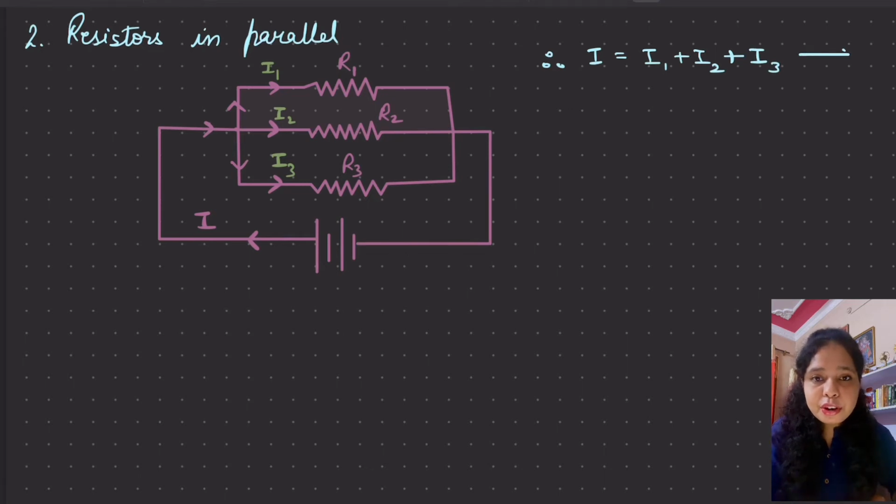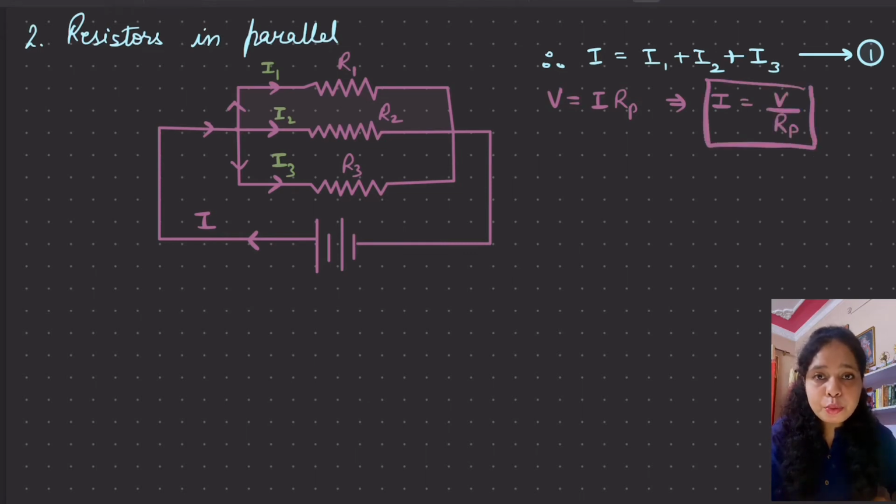So this is the equation which will help us out to develop the relation for the equivalent resistance when the resistors are connected in parallel. So as we know, these resistors are connected in parallel, therefore I can write the general expression as V is equal to IRP. Here subscript P is representing that the resistors are connected in parallel. So from here I can say I is equal to V upon RP. So let us mark this equation.